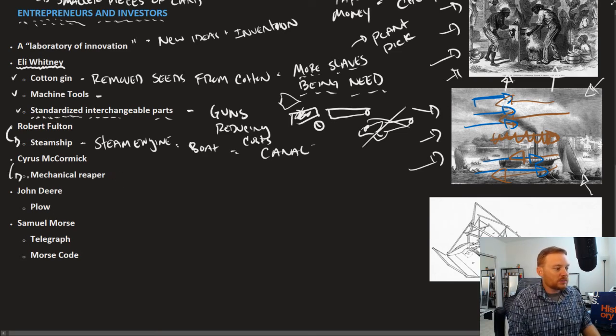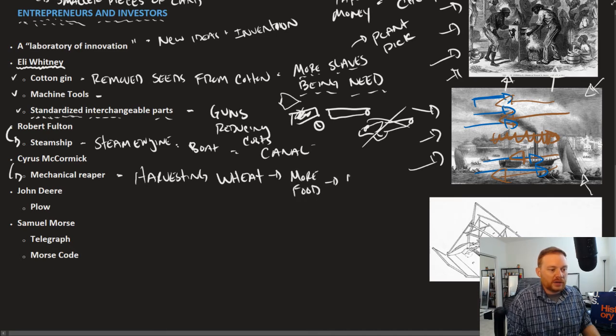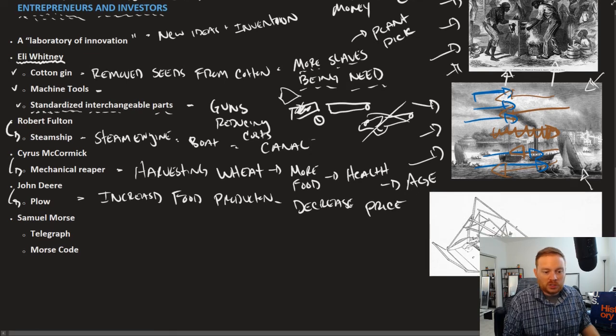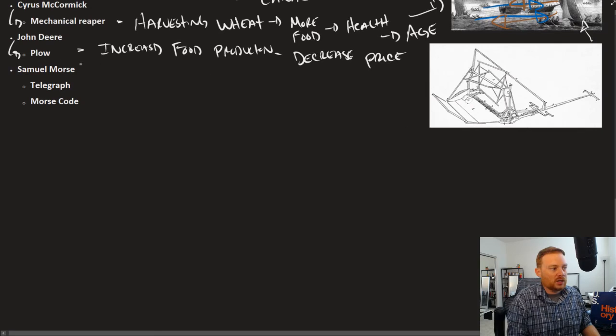Cyrus McCormick invented the mechanical reaper. This made harvesting wheat much easier, which led to more food, which of course led to better health, which of course led to things like living longer, et cetera. John Deere, the steel plow, again increased food production. Also at the same time, it decreased the price of food. So food becomes cheaper, and more food is more readily available thanks to McCormick and John Deere. And you can see a blueprint of, I think this is a reaper right here.